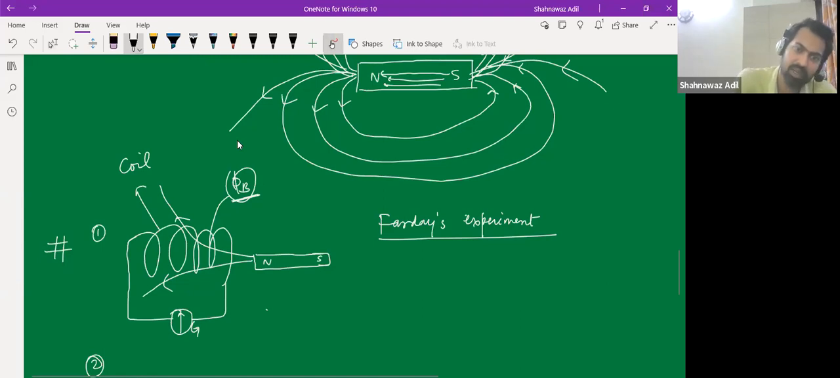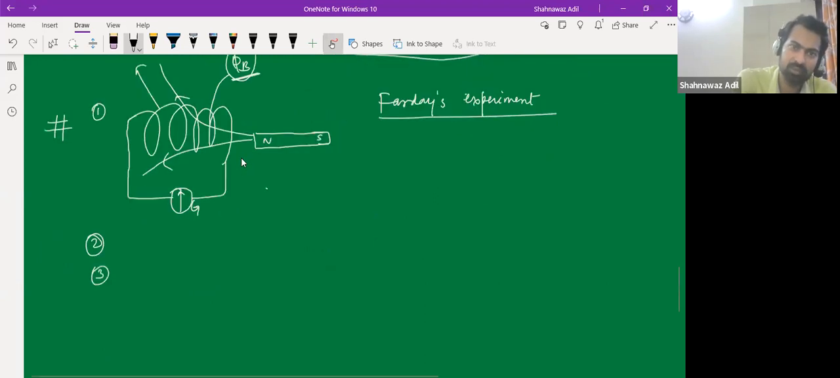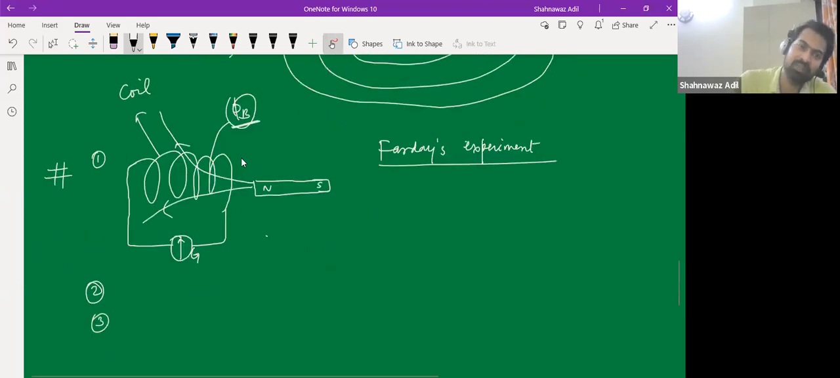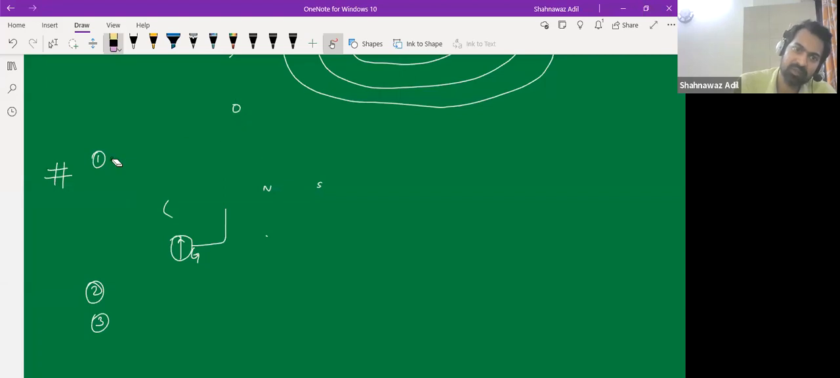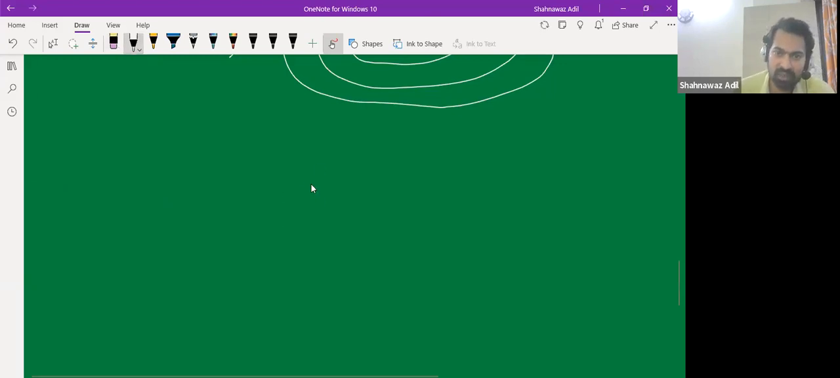Or let me modify the question differently. What was the Gauss law for electric fields? Gauss law for electric flux. Q by epsilon zero. Yes, good. Okay, good. So we studied that.